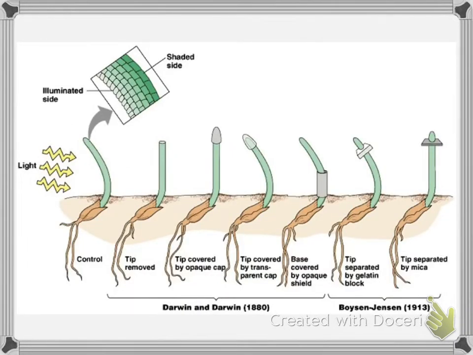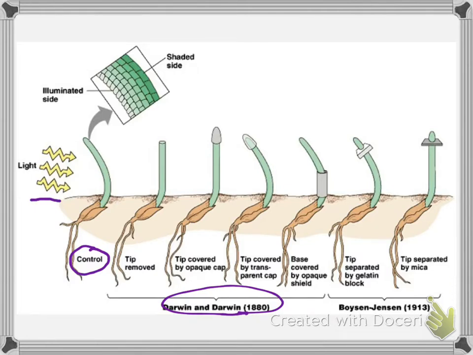So here we're looking at two experiments. We're going to look at this one first. Of course, you're going to need a control to observe what's occurring under normal circumstances. And in this case, normal circumstances involves having light, okay? And then the grass is going to bend towards the light.